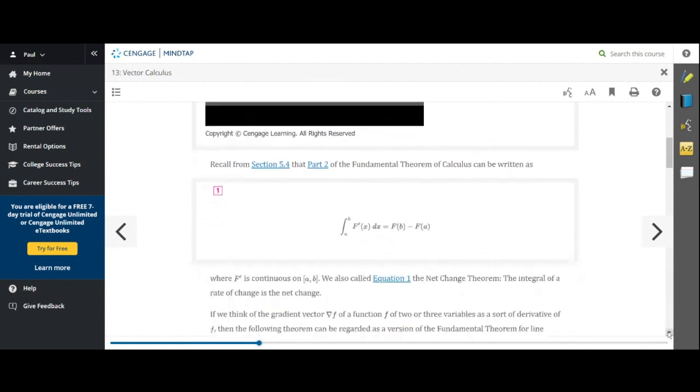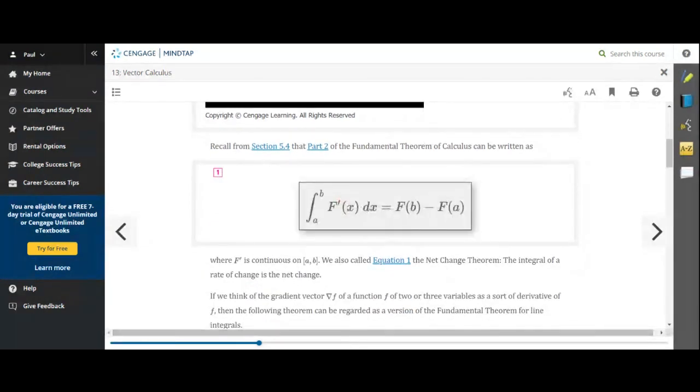So, how many recall this fact here from Calculus 1 and 2? The fundamental theorem of calculus. It's actually in Calculus 1 that you see it, but how many recall that? Sure, you use it a lot, right? Well, thank you, Eric and Robin.